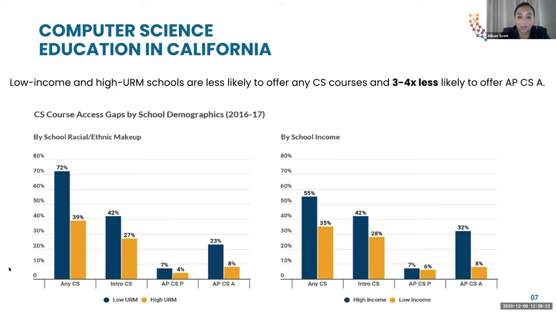And when we look at the course availability by demographic groups, we see that schools with predominantly students of color and low-income students are much less likely to offer CS courses, and three to four times less likely to offer AP CS courses. We also found that rural schools were much less likely to offer CS courses.